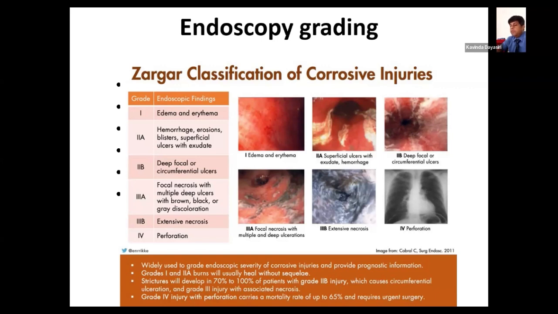And then, the deeper the burns or the damages are, you see more extensive necrosis. And in grade 4, you see perforation. If you see a perforation, the mortality risk is nearly 65%. And if you see 2B or 3A level lesions in the endoscope, then that carries a very high risk of causing strictures. So these patients will need careful monitoring, follow-up, and supportive care to recognize strictures earlier and plan for this subsequently.